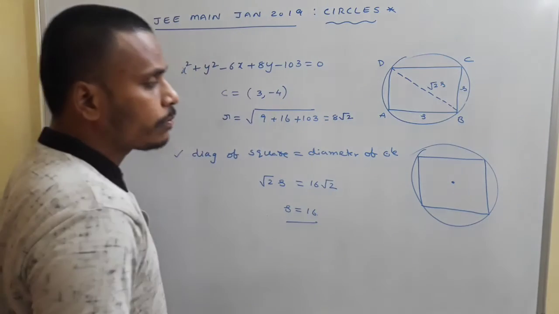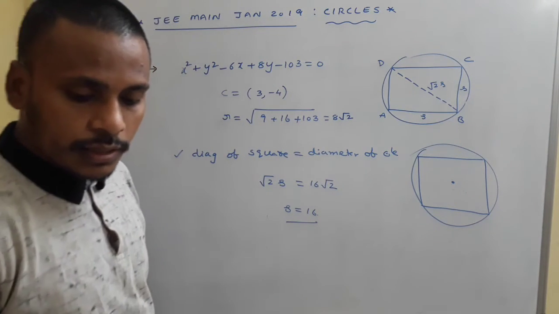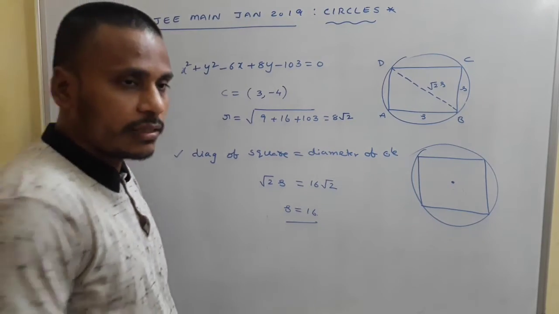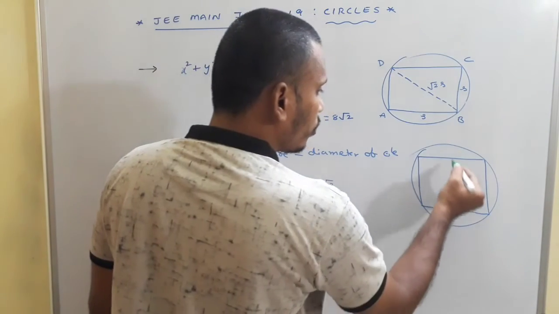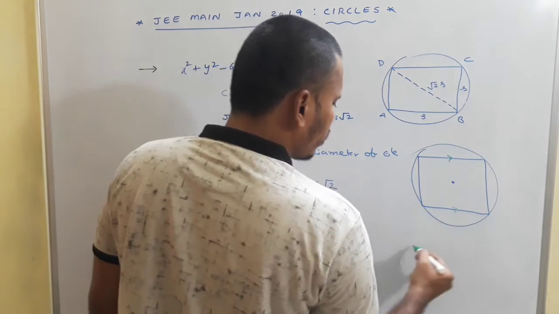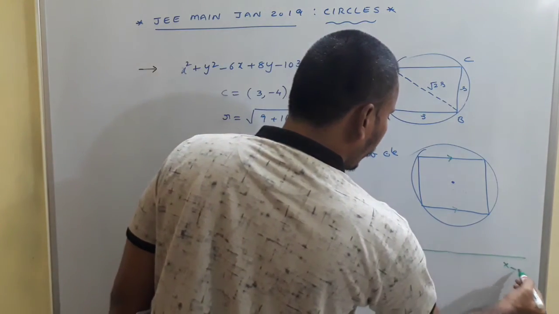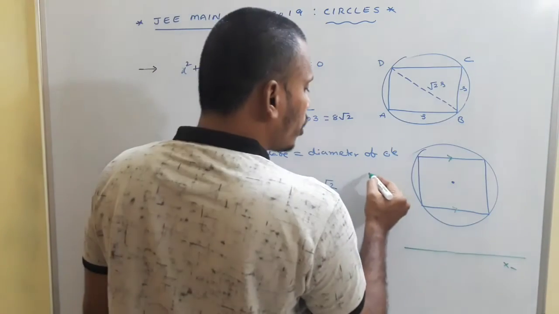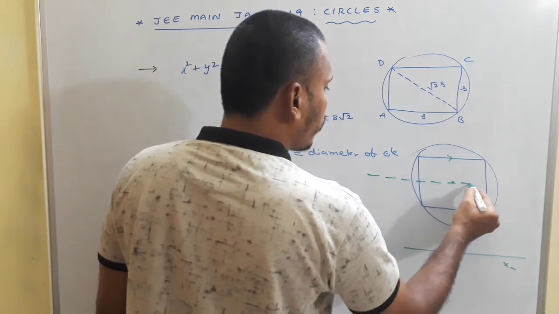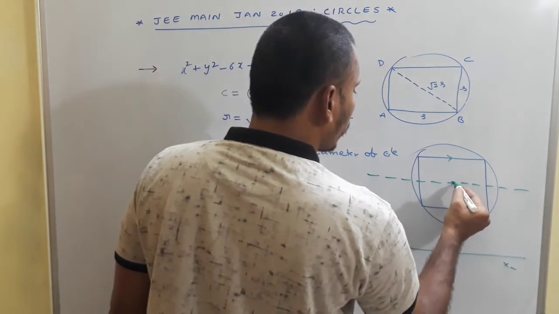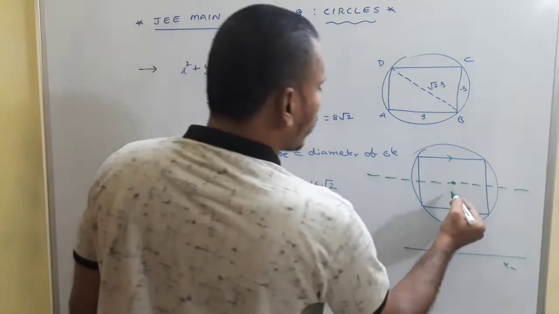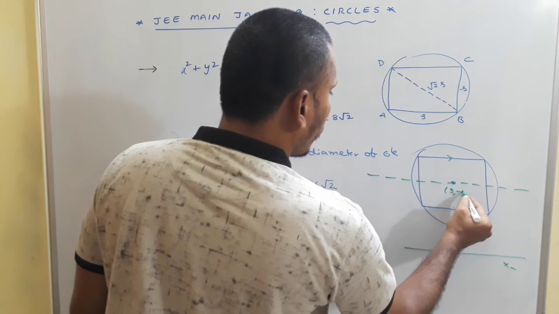Okay, as given in the problem, the sides are parallel to the coordinate axes. First, say this is the x-axis, and these two sides are parallel to the x-axis. And you just draw a line at the midpoint of the square. For sure it passes through the center of the circle. And what is the center of the circle? The center of the circle is (3, -4).